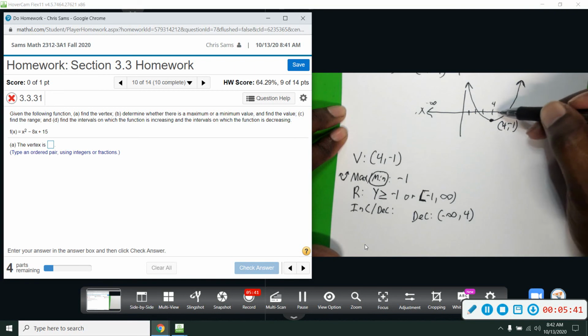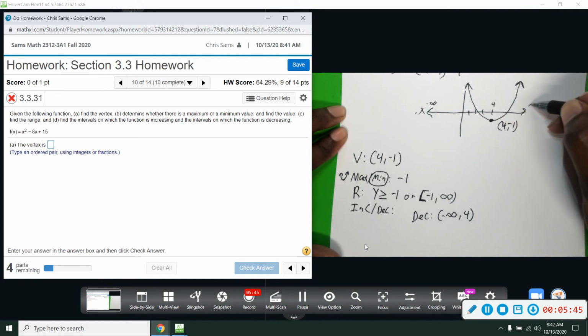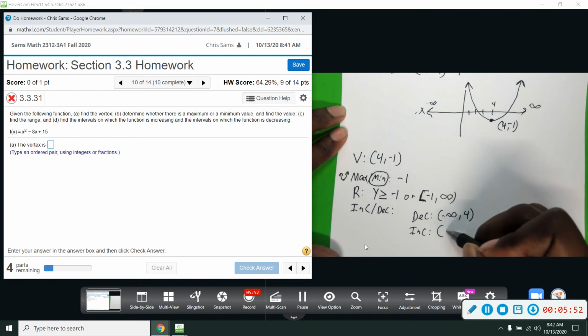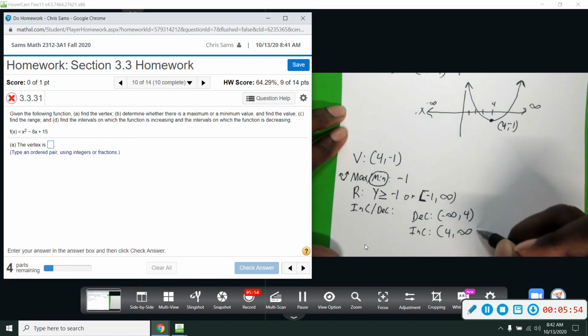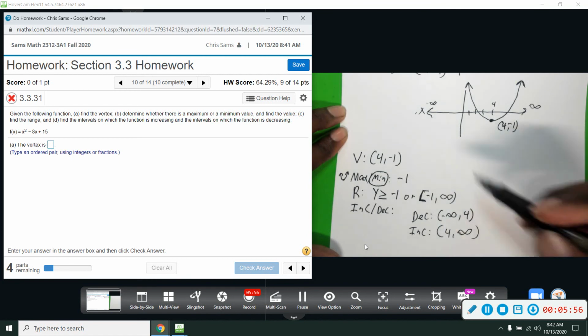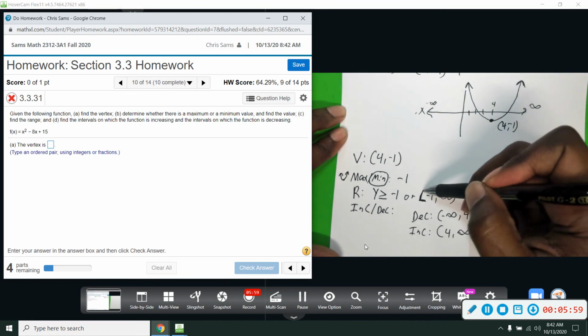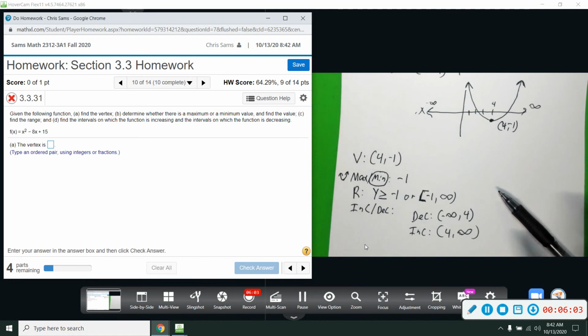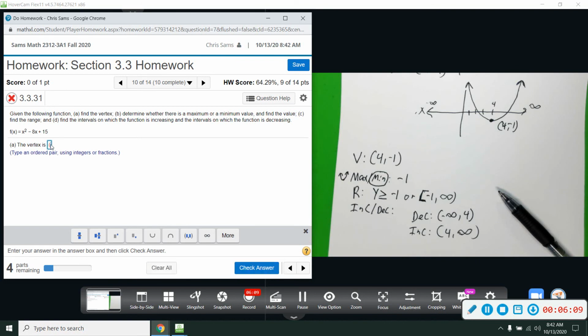Okay? And then going from 4 all the way over to, in the x direction, positive infinity is increasing. So increasing from 4 to positive infinity. Now, with increasing and decreasing interval, you don't have to put brackets. You just put it in parentheses all the time. Okay. So now let's insert this information. The vertex is 4, negative 1.